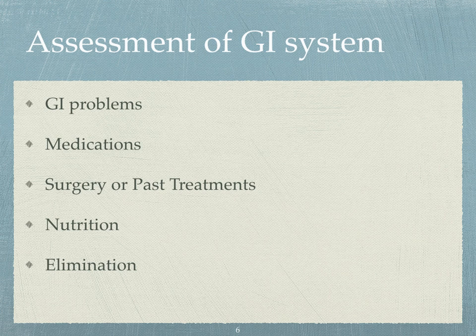Surgery or past treatments, we need to know, hey, maybe they had a possible bowel resection, and that's why we're having difficulty hearing on one side of their abdomen. Nutrition, what do they eat on a day-to-day basis? Are they having enough fiber? Do they have enough fluid? Maybe they're drinking too much caffeine. Have they noticed any changes in their appetite? And then elimination, basically we got to talk about their poop.